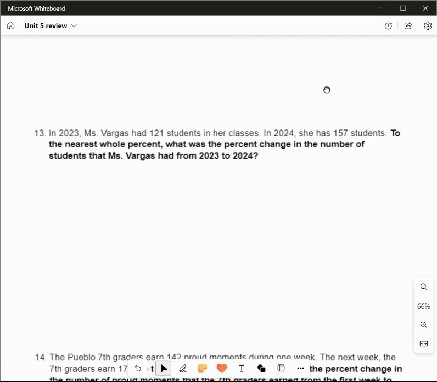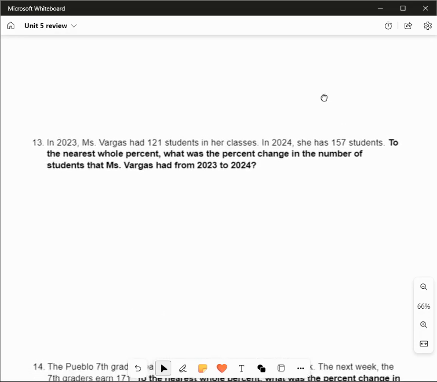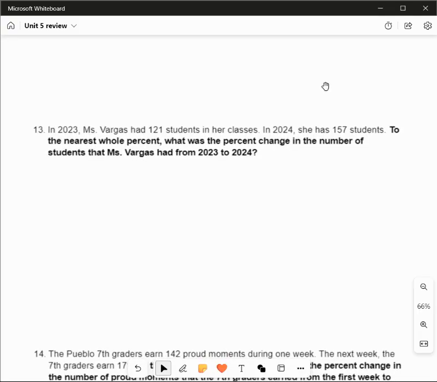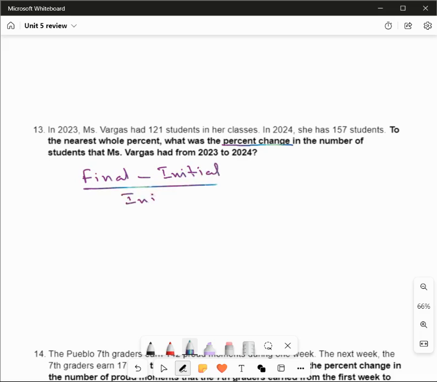Now, this one is: Miss Vargas has 121 students in school in 2024, but she had 157, nearest whole percent. What is the percent change? So this question is asking for percent change. Remember, whenever you see percent change, this is the formula you need to use. The formula for this one is final minus initial over initial times 100. So this is the formula, the rule, that we can use.